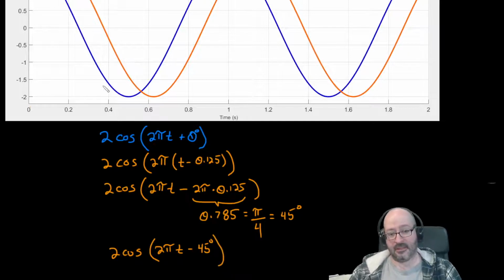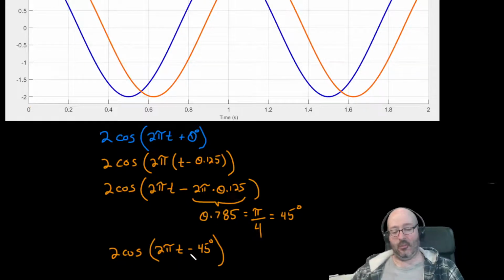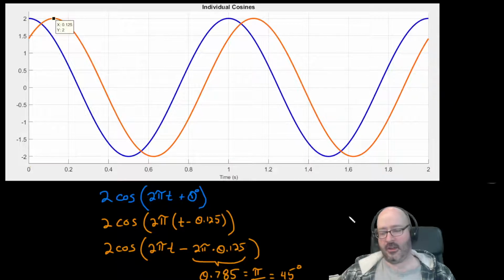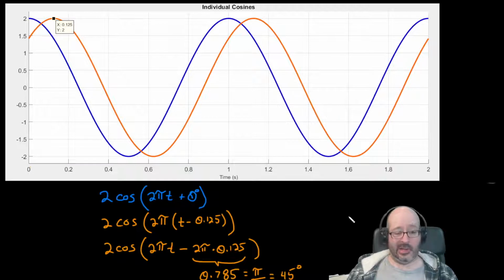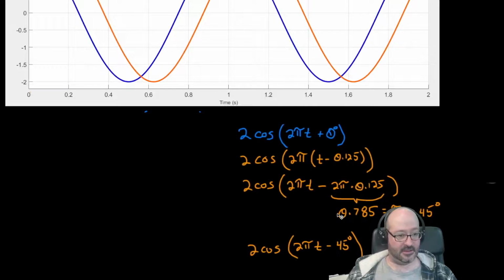Okay, so that orange one is going to be 2 cosine 2 pi t, and we write it, as electrical engineers, as negative 45 degrees. All right, something else that we do that might help us here is, let's see, I want to make some space so maybe I can pull off getting this all on the screen. So let me just slide that over behind my head.